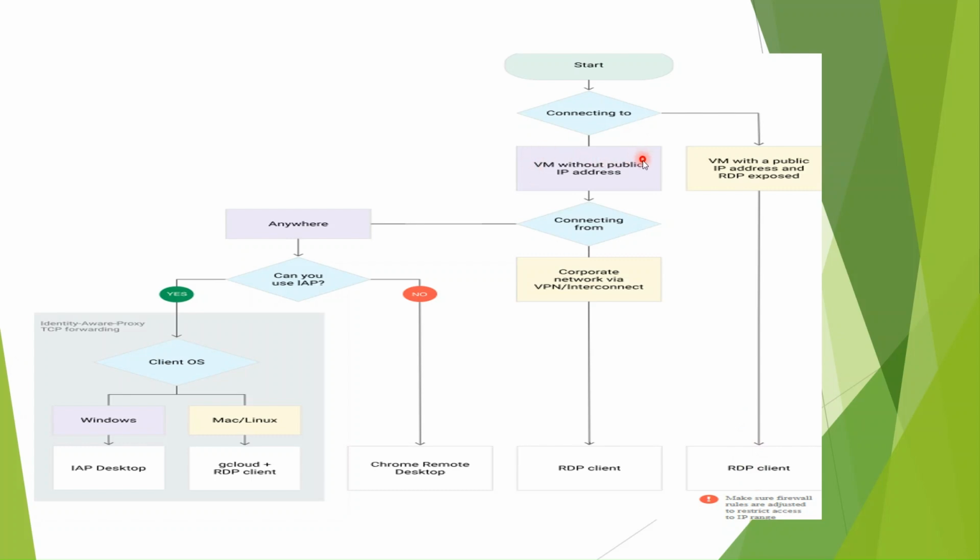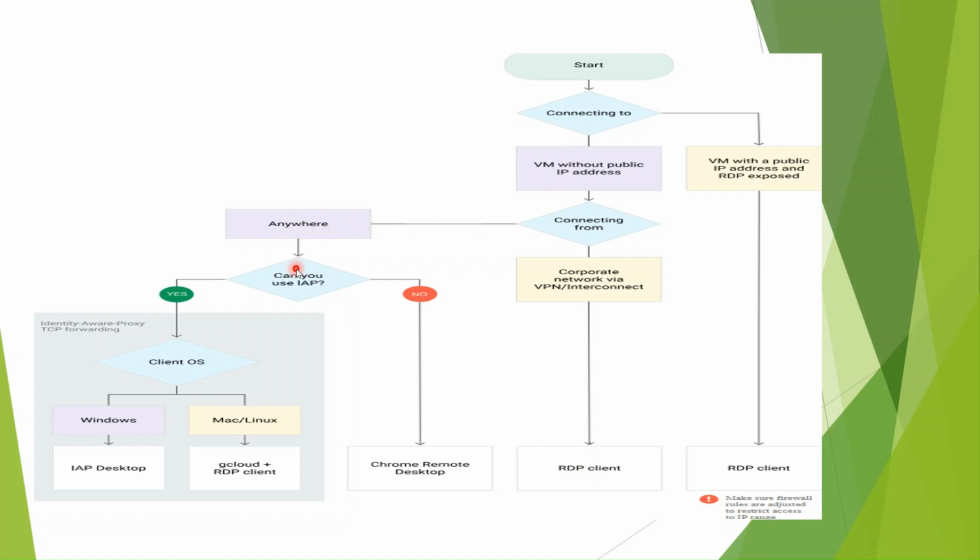After that, if your VM is without a public IP address, so it has a private IP address, we have some options. If you are using a Windows machine with a private IP and you are connecting from your corporate network by VPN or interconnect, like from your organization or from inside your company network, then you can just use an RDP client, because there is connectivity between Google Cloud and your on-prem via VPN or interconnect, and traffic is allowed, so you can use the RDP client if you have proper credentials.